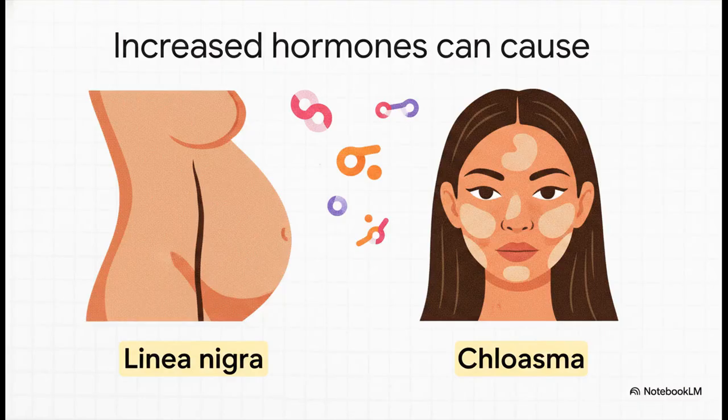Something else you'll definitely see are some skin changes. You might notice the linea nigra, which is that dark line that runs down the abdomen, or chloasma, which is sometimes called the mask of pregnancy. Again, your job is to reassure your client that this is just due to hormones and is completely normal.